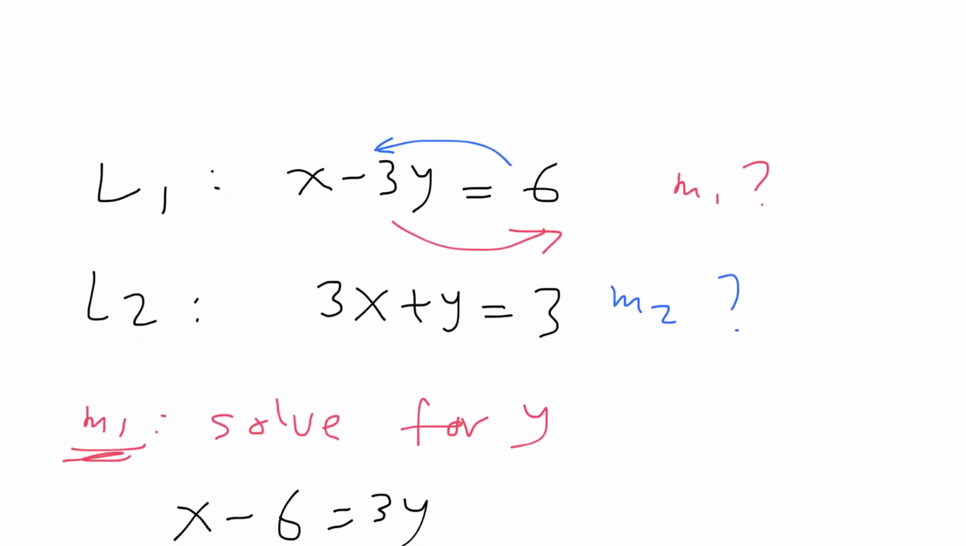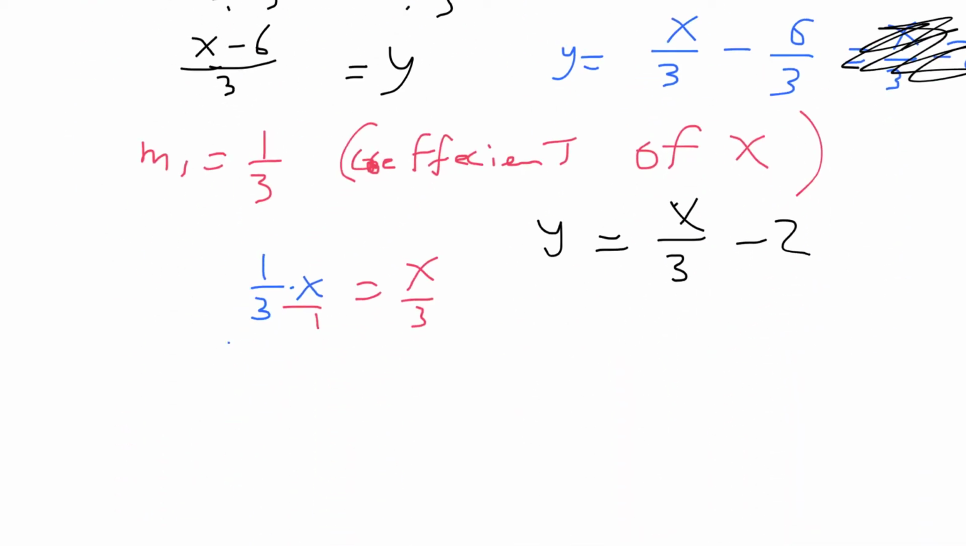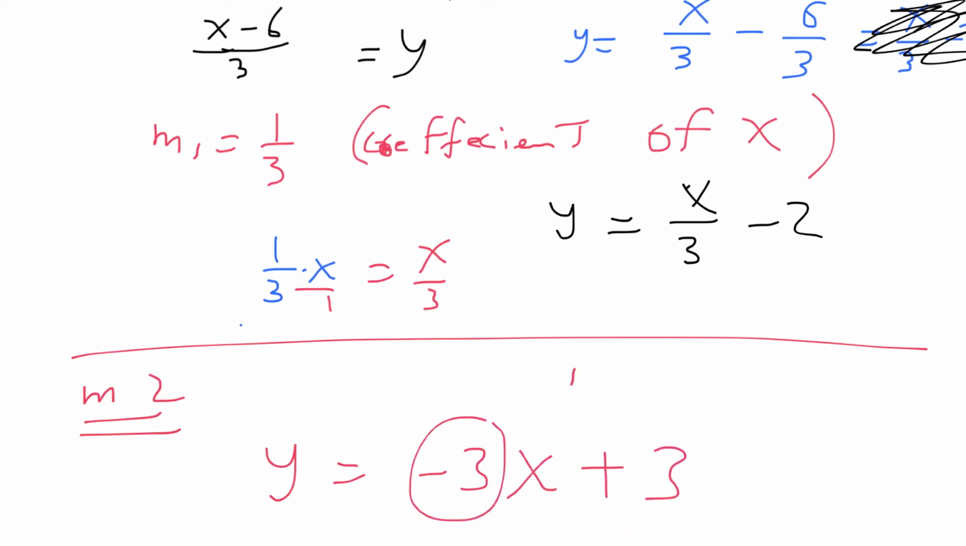Right, let us repeat this one more time for the second equation. The second equation has 3x plus y equal to 3. All I have to do is bring this to the other side. So I get y equal minus 3x plus 3. Let's get m2 now. Y equal minus 3x plus 3, and the number multiplied by x is the slope. So m2 equal to minus 3.